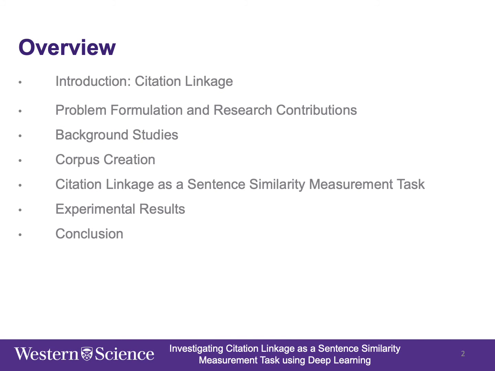So this is the overview of my presentation. At first I will start with the citation linkage, then in the following part I will talk about the problem formulation and our contributions, then the word embeddings, the sentence embeddings, and all other models that we have used in our work. Then I will talk about the corpus creation that we have used for our work. In the following section, I will talk about the models that we used for semantic similarity measurement at the sentence level. The performance of these models are explained in the experimental results, and the limitation and the future work is described in the conclusion.